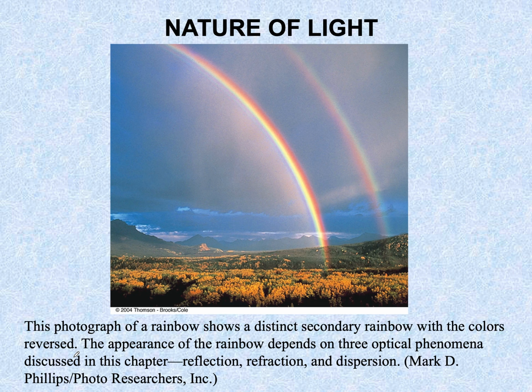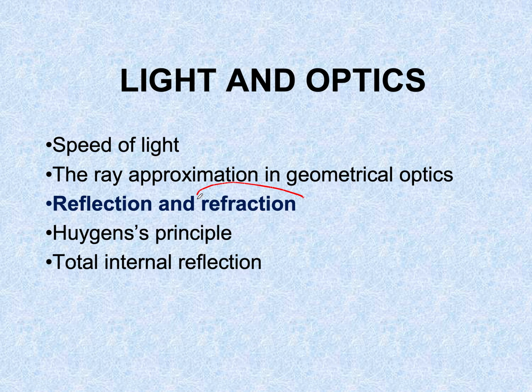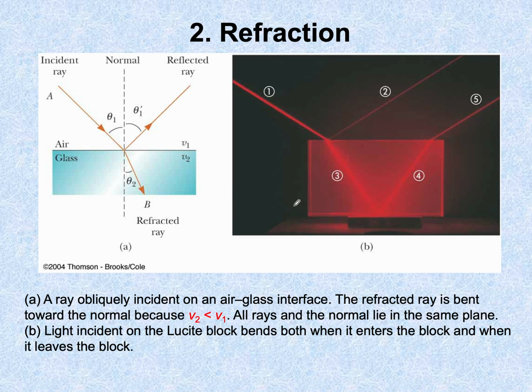Okay, so today's lecture I will explain about the next property of the nature of light, which is refraction. I will explain further related to refraction. Refraction basically happens when the light passes into a different medium.